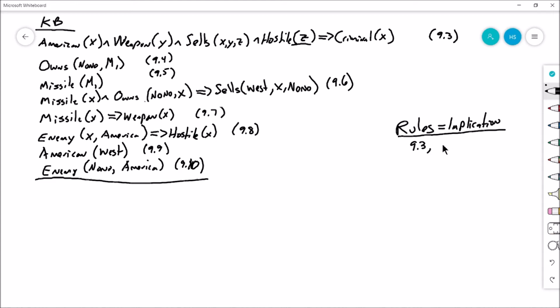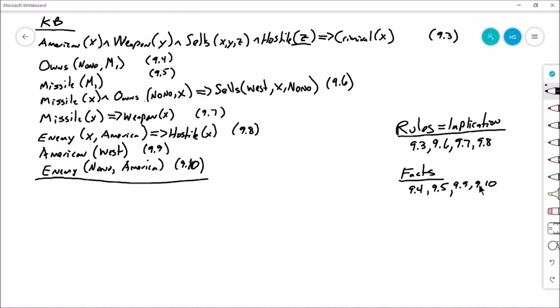So what are they in this knowledge base? 9.3, 9.6, 9.7, and 9.8. So what are the facts? The facts are all the others. Facts are entries in the knowledge base that aren't rules. So 9.4 is a fact, 9.5 is a fact, 9.9, and 9.10.